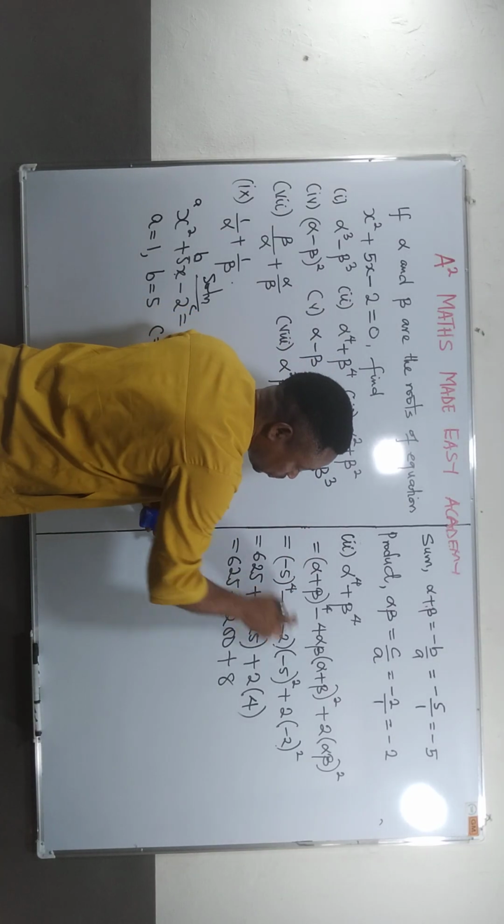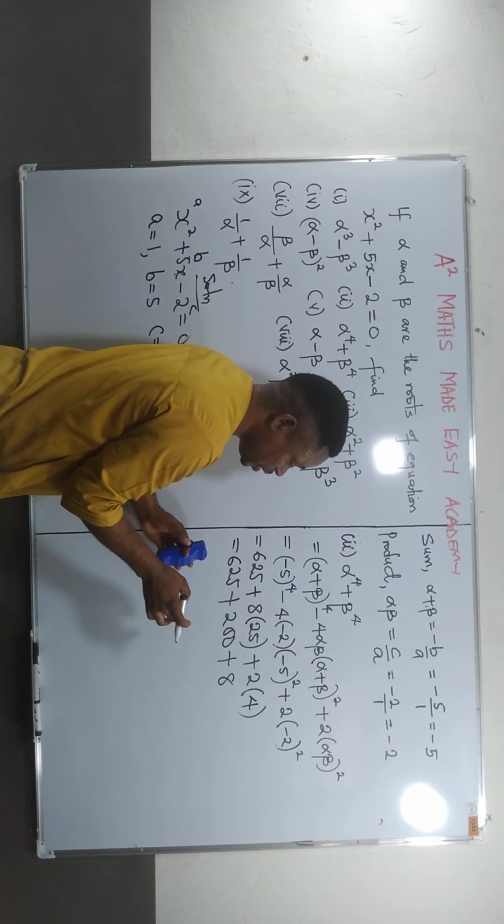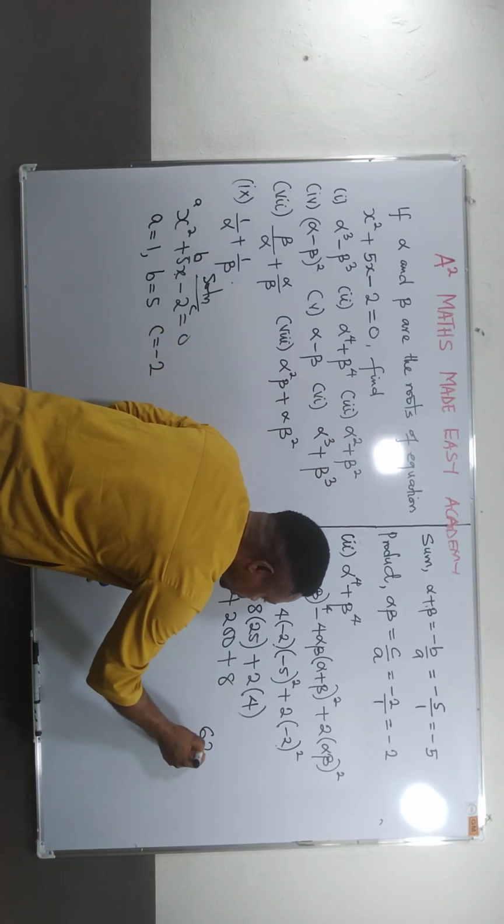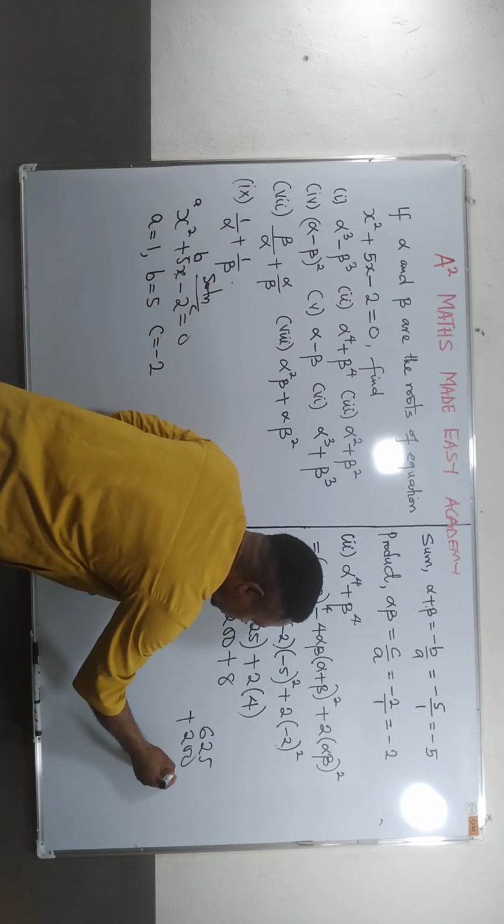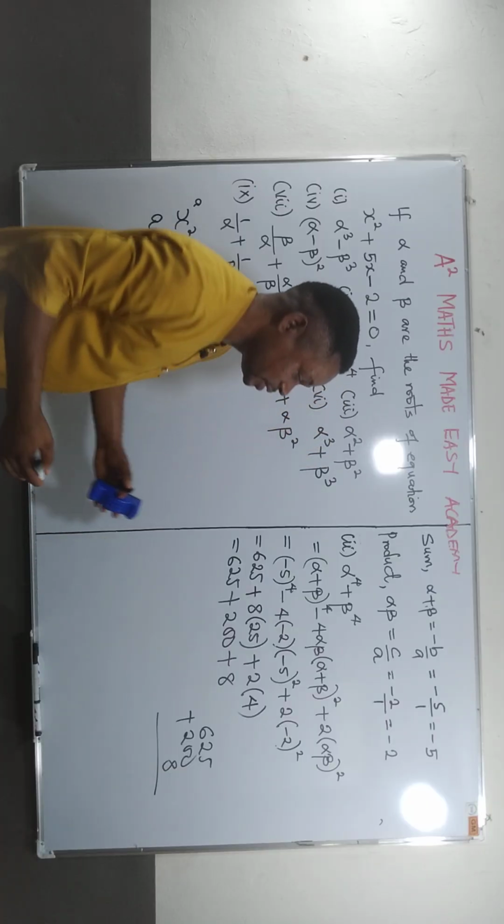Then let's add the whole thing, and that will give us the final answer. Remember, I've already told you how to punch this one using the calculator method. So what we are going to achieve now is 625 plus 200 then plus 8. Now that is the answer.